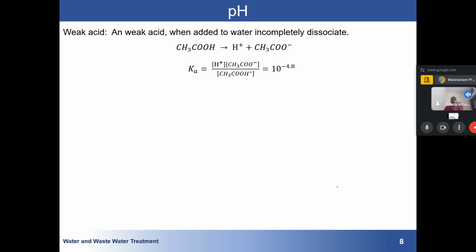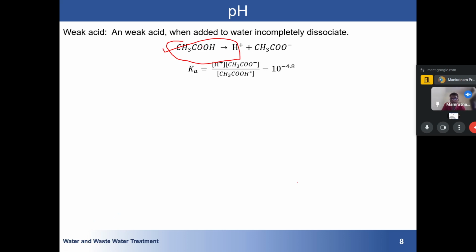So what was happening in the strong acid? When I was adding a strong acid, all the H plus and whatever anion was present there were dissociating completely. But in this case, what's happening is that it won't dissociate completely. Now this is acetic acid, so this is a weak acid.